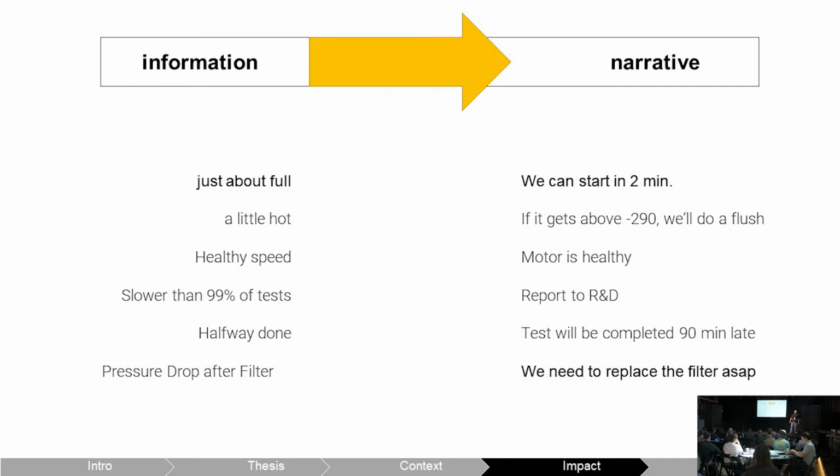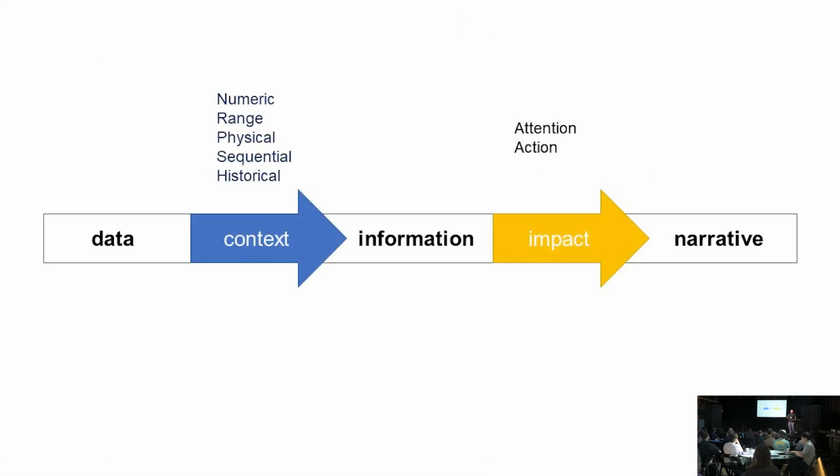I'm going to go create a maintenance ticket so my technician can go swap that out. So data, we've talked about numeric, range, physical, sequential, and historical context, so that we can take those raw numbers and give them a quality so that anyone can look at that UI and immediately know things are going well. That's always the test: if you hold up a UI and someone looks at it, can they tell if things are going well?